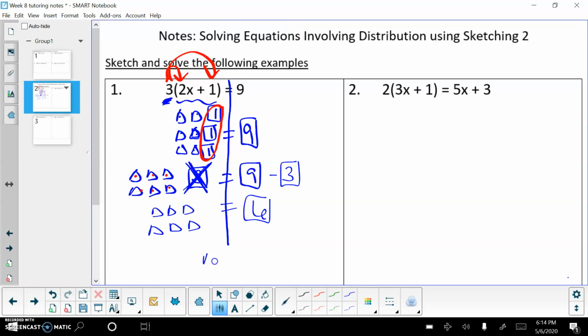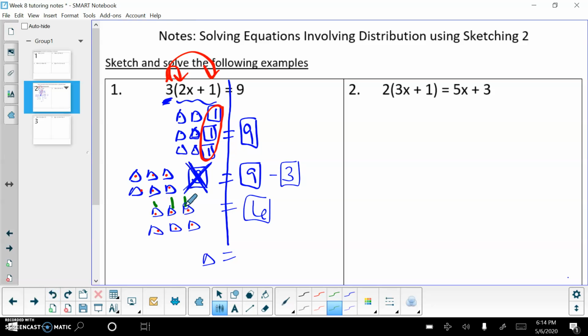Now I've got to figure out what one triangle might be. Remember, each of these triangles has to be the same number. So what if they're all a 2? If I replace them with a 2 and try to add them all up, 2 plus 2 is 4, plus 2 is 6, plus 2 is 8, plus 2 is 10, plus 2 is 12. Well, that's way too big. So I'm going to say, nope, it's not a 2. It needs to be smaller.